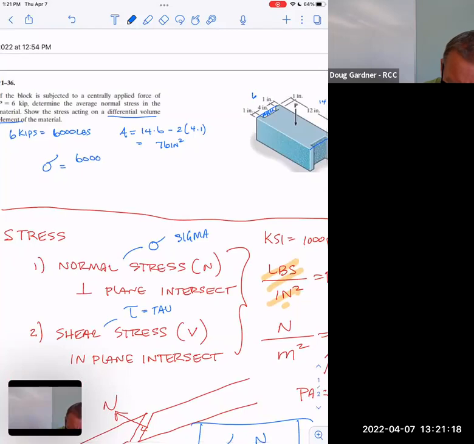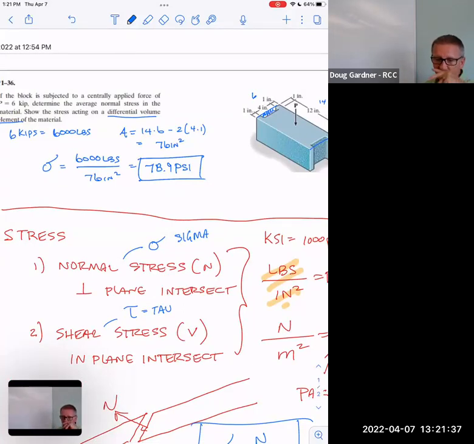So then, okay, that's easy. Got the right units here, 6,000 pounds divided by 76 square inches. I divide that out and I get 78.9 pounds per square inch, or better written PSI. That's not hard. That's the concept.